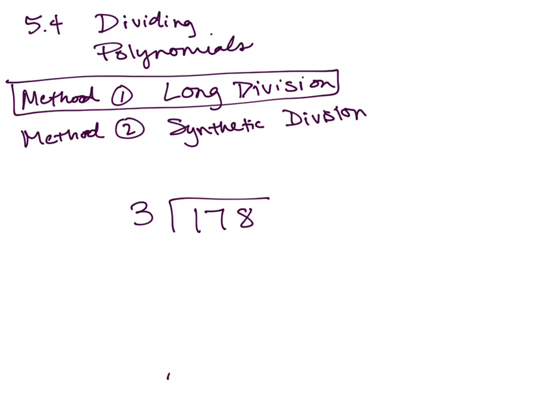So the first thing we're going to do is ask ourselves, can we divide 1 by 3? No, we cannot. So we move to 17. Can we divide 17 by 3? Yeah. What do we get? 5. Right? 17 divided by 3 is 5. Then our next move is to push that 5 back through. Multiply that by the 3. And what do we get? 15. And then what do we do with that?